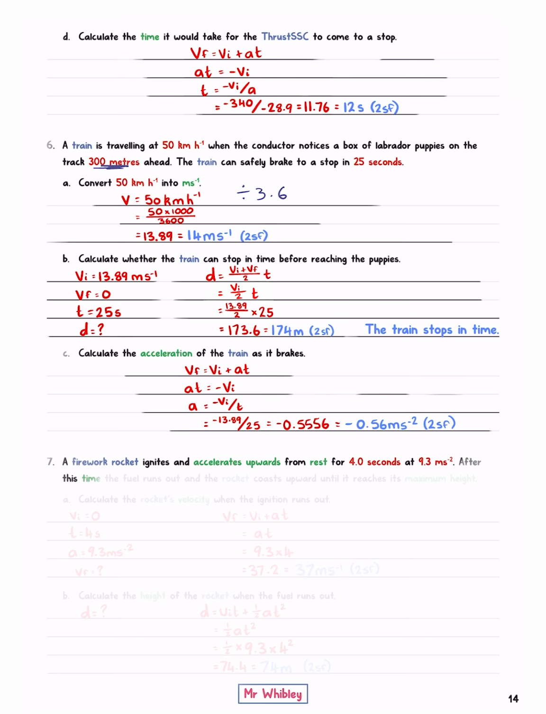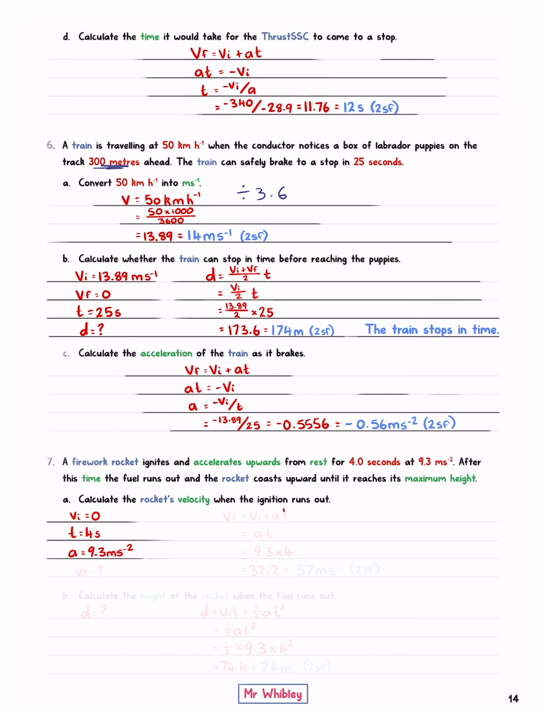After this time, the fuel runs out and the rocket coasts upward until it reaches its maximum height. Calculate the rocket's velocity when the ignition runs out. Vi is 0 because our rocket accelerates from rest. It accelerates for 4 seconds at a rate of 9.3, and we want to find the final velocity.